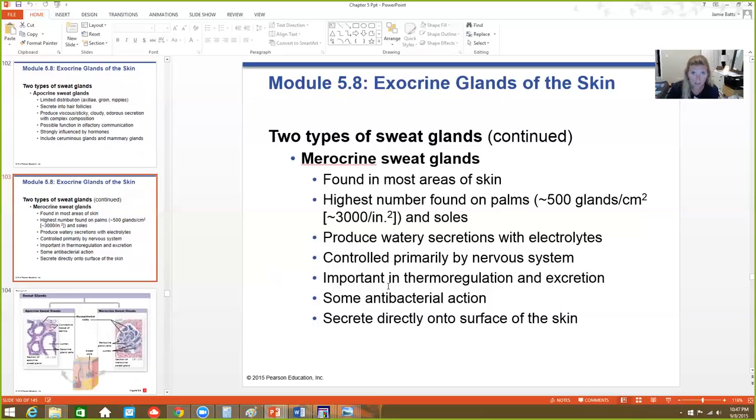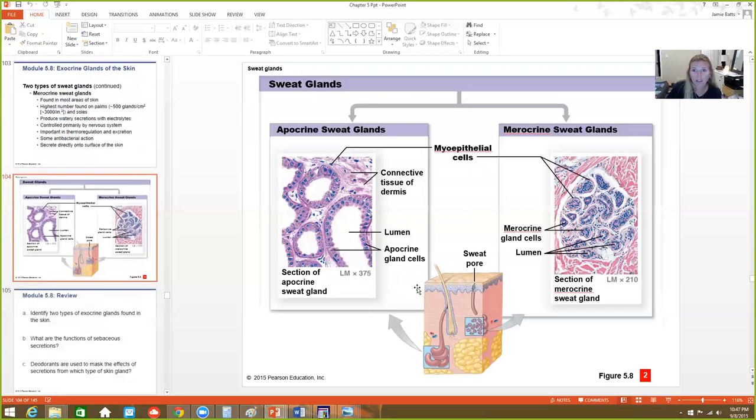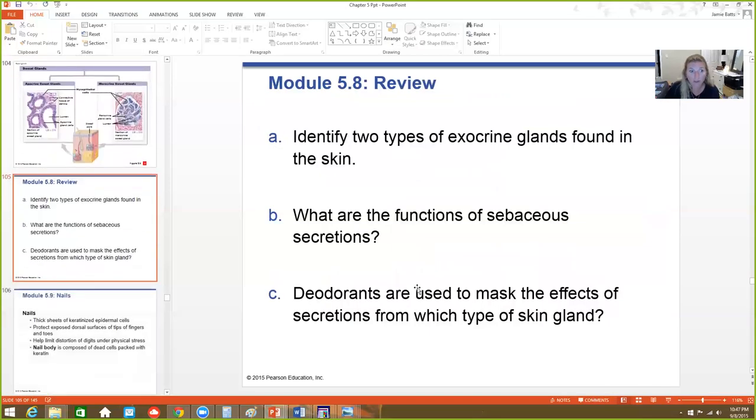There is some antibacterial, antimicrobial action in that secretion. And obviously this is going right onto the skin surface. It's not associated with a hair follicle. Here you see the two types of glands, apocrine and merocrine. Really, they're just the two different types of sweat glands. You can pause the video and answer the questions.